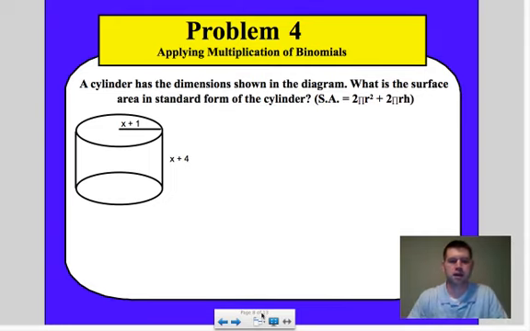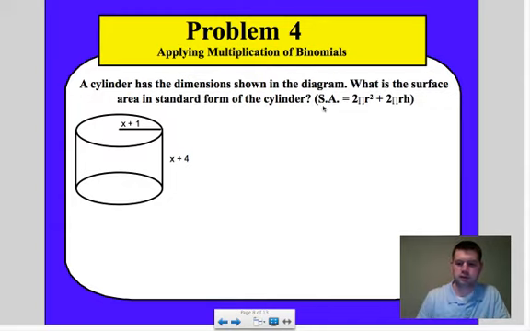Okay, well, welcome back. We're going to look at problem 4 now in multiplying by binomials. We're looking at a cylinder that has the dimensions shown in the diagram. What is the surface area in standard form of the cylinder? Okay, so as we go through, we start looking at this one.